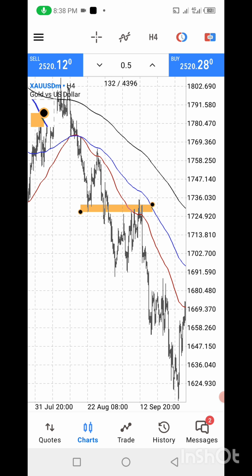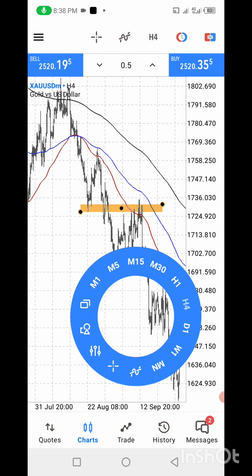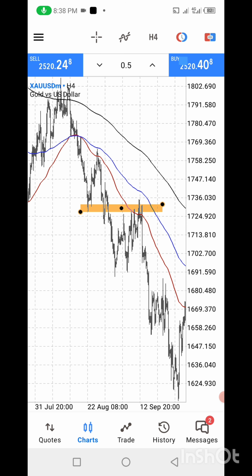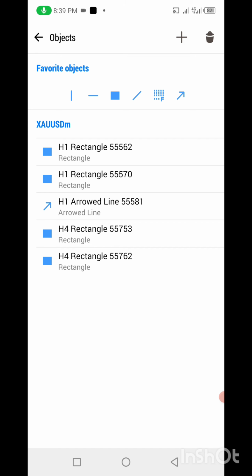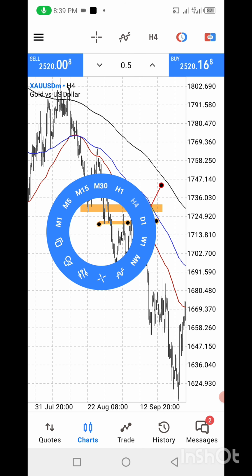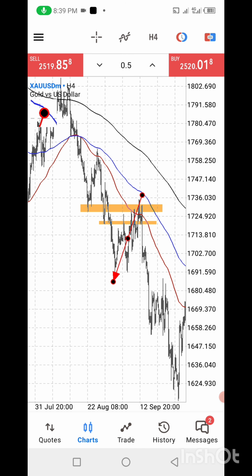Okay, so we have a break of structure here, and then we have another break of structure here. If the market moves a far distance, you have to consider that the distance matters a lot. The price has to move as much as it can.